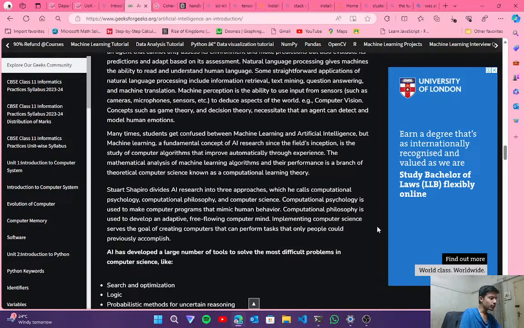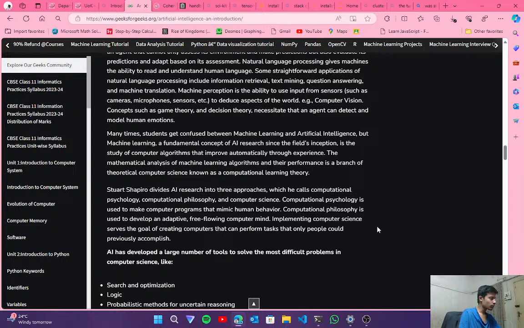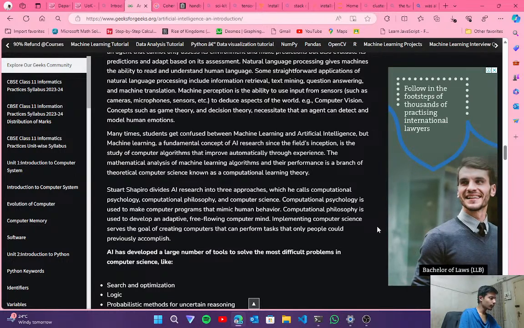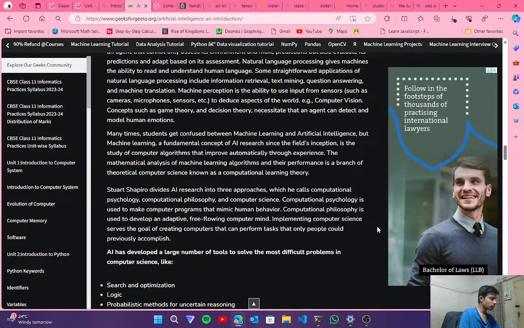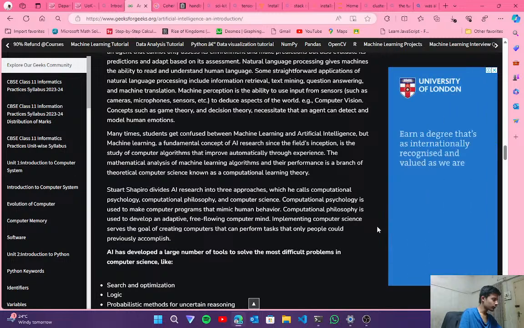Stuart Shapiro divides AI research into three approaches, which he calls computational psychology, computational philosophy, and computer science. Computational psychology is used to make computer programs that mimic human behavior. Computational philosophy is used to develop an adaptive, free-flowing computer mind. Implementing computer science has the goal of creating computers that can perform tasks that only people could previously accomplish.